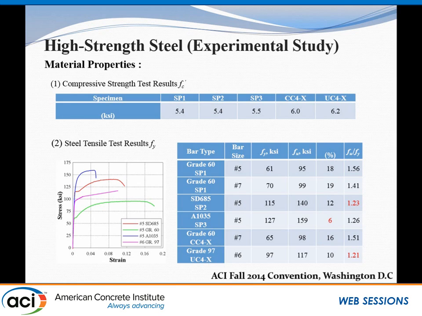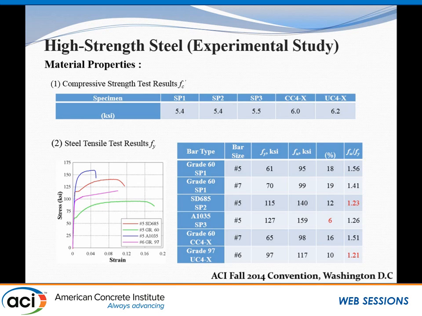And the steel tensile test results are listed here. For SD685, there is a distinct yield plateau. The high-strength A1035 steel shows a so-called roundhouse stress-strain curve. And the German grade 97 bar has a distinct change of slope after yielding. This is the average test result of 3 steel coupons.